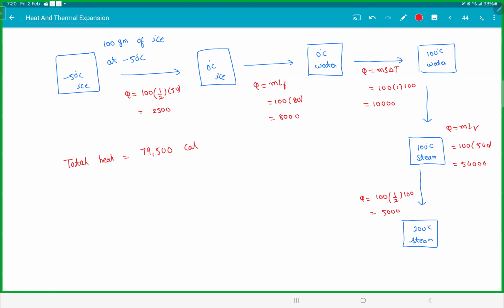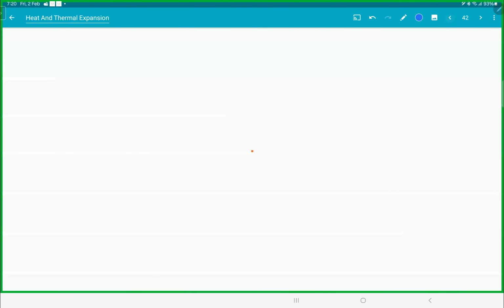Easy. So you directly can't jump from here to here. You have to go through each stage. So you have to be careful. Any doubts on this? Anyone not clear with any particular step here? Clear?